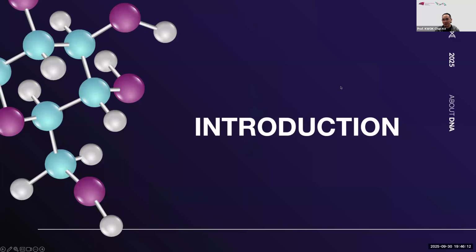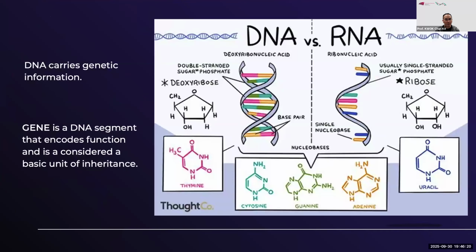We'll first revise the differences between DNA and RNA, and the history of the discovery of the DNA double helix. DNA is a double helix, shown here. And DNA, as many of you know, carries genetic information. A gene is a DNA segment that encodes functions and is considered a basic unit of inheritance.